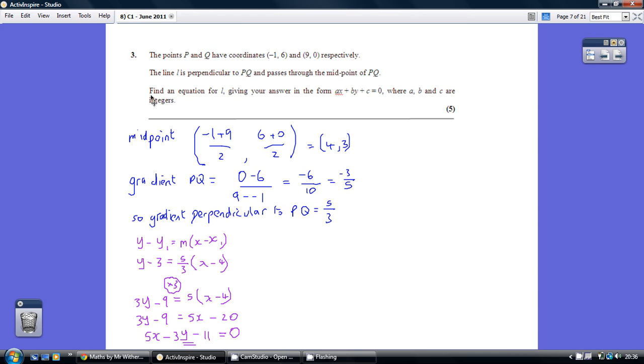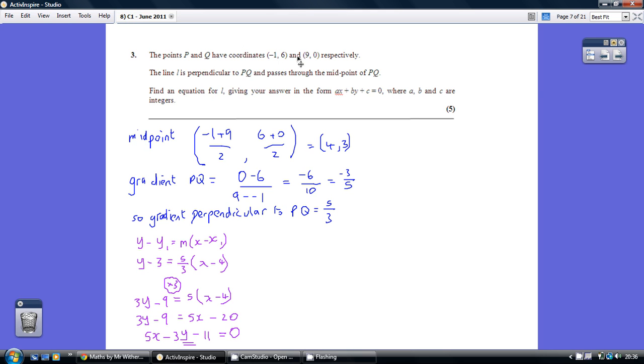So at the end of the day we've been asked to find an equation, so we are going to be using the big most important formula of the lot, this one, y minus y1 equals m(x minus x1). To use this we need both a point on the line, which is going to be the midpoint, and we need the gradient, which is going to be the gradient of the perpendicular. So let's start off by working out the midpoint.